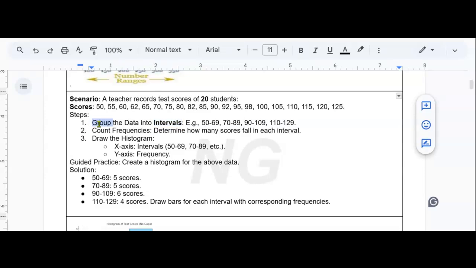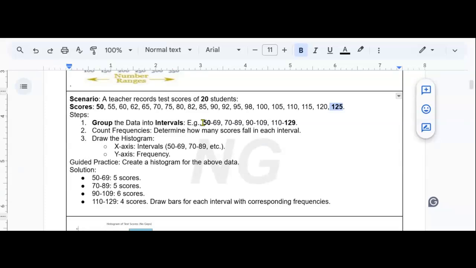Intervals. You group them into intervals. Like, for example, 50 to 69. And then the next one is going to be 70 to 89. By how much is it going? 19. Right? So the smallest number starts with 50. What's the highest number here? 125. Why didn't it stop at 125? Because you have to go 19 each.